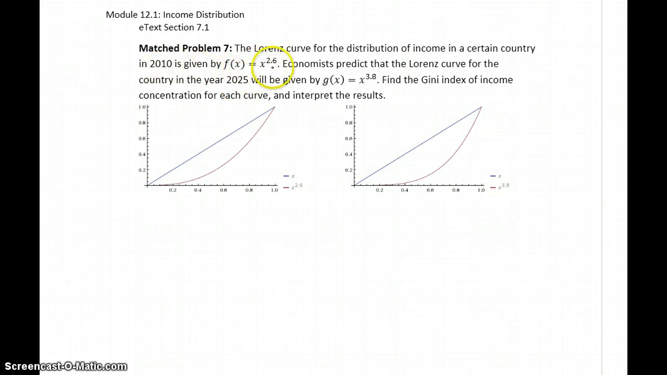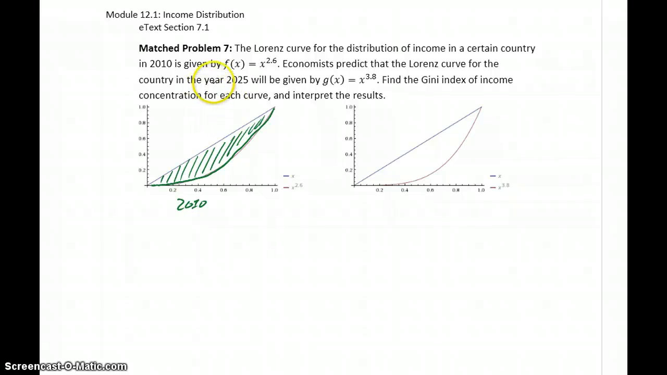So in 2010, we're given this expression, this function, f of x equals x to the 2.6. So in this case, this is our Lorenz curve for the year 2010. What we want to do is calculate that area between, but instead of just calculating the area between, we'll multiply that by 2, so we get that Gini index. So we've got a specific formula here.